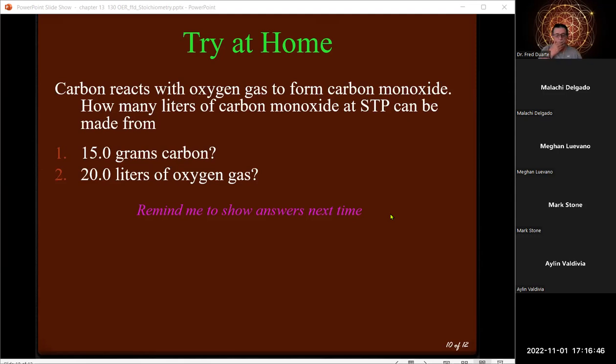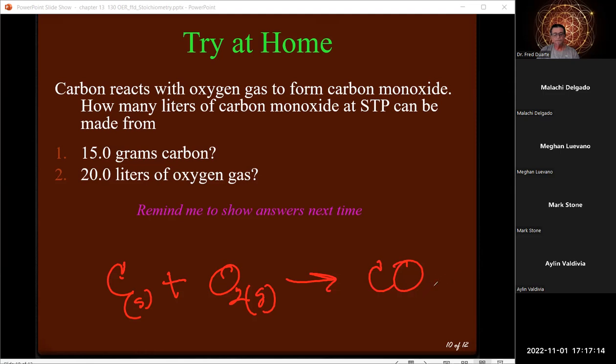So I would try these at home. In fact, I'm going to run through them in about 15 minutes. Carbon reacts with oxygen gas to form carbon monoxide. Okay, so let's write that reaction: carbon plus oxygen gas, diatomic, carbon is solid, reacts to form carbon monoxide, which is also a gas.